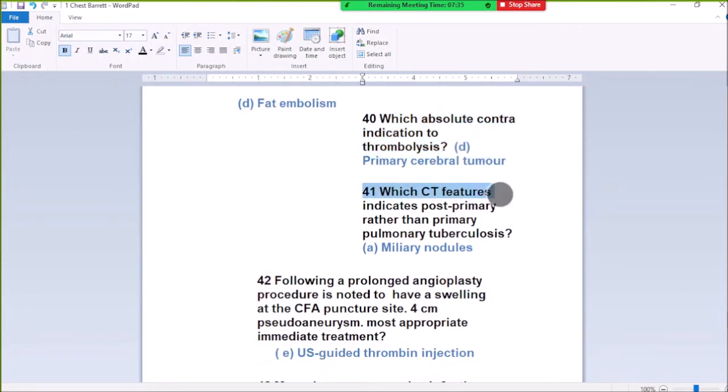41. Which CT feature indicates post-primary rather than primary tuberculosis in miliary nodules? Post-primary tuberculosis has absent lymphadenopathy.